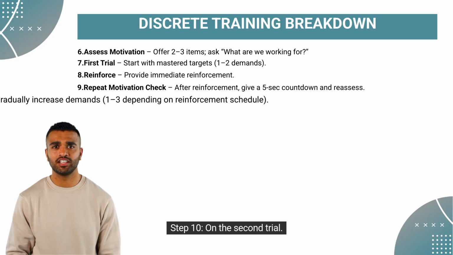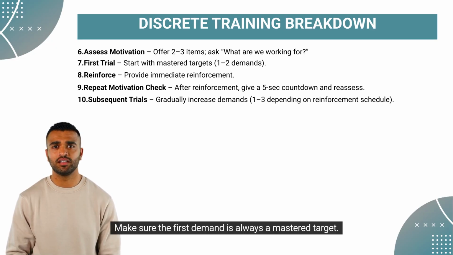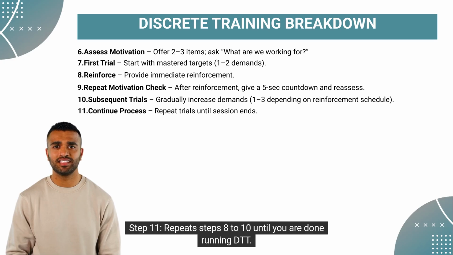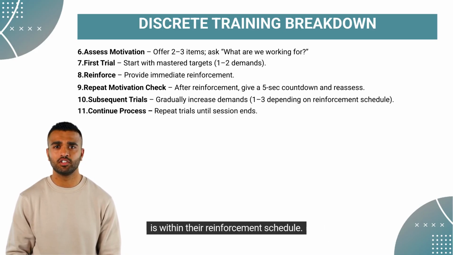Step 10. On the second trial, place 1 to 3 demands depending on their reinforcement schedule. Make sure the first demand is always a mastered target. Step 11. Repeat steps 8 to 10 until you are done running DTT. As you continue with each trial, you can require more demands before reinforcing the learner if it is within their reinforcement schedule.